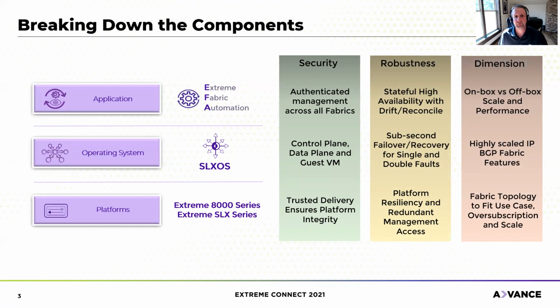And lastly, dimension. Dimension is really about scale and performance. So with Extreme Fabric Automation, we have the ability to deploy it on box versus off box. We talk about different scale and performance parameters there. From an operating system perspective, it's an IP BGP fabric. So this needs to be highly scalable, all the features and functions across the entire fabric. And then from a platform perspective, really the dimension talks about the topology. How big do we need to make this topology? Is it very small? Is it a medium size? Is it very large? How do we expand or contract that topology? So the dimension becomes very, very important. And again, not a one size fits all.